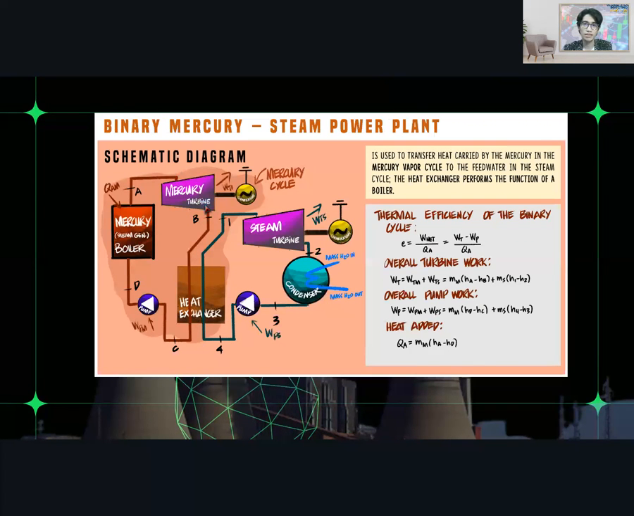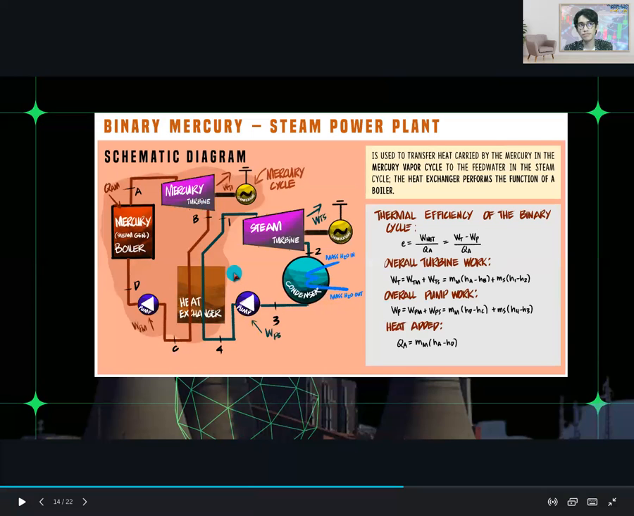What is the binary mercury steam power plant? It is used to transfer heat carried by the mercury in the mercury vapor cycle to the feed water in the steam cycle. The heat exchanger performs the function of the boiler. Mercury has a much higher boiling point than water. So the Carnot efficiency of the thermodynamic cycle that uses it is higher. In theory, at least, the plants were dual cycle, also known as the binary cycle. The hot metallic exhaust from the mercury turbines is used to produce steam for a second stage of steam turbines.